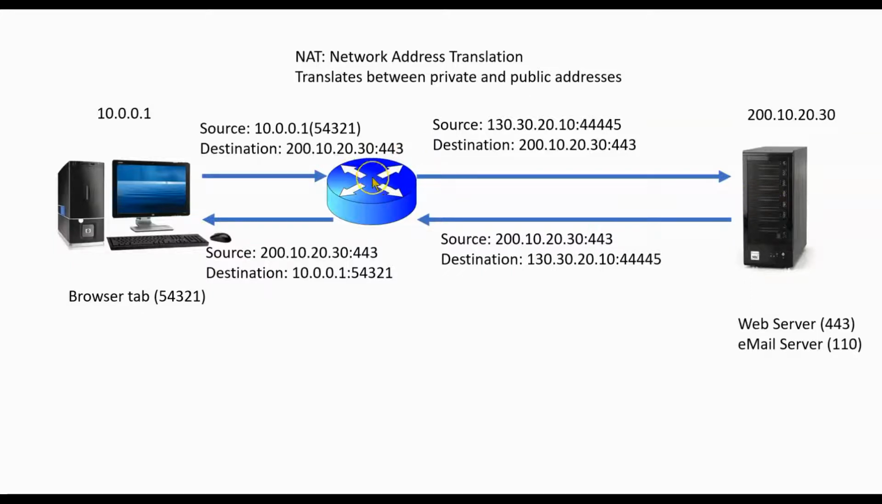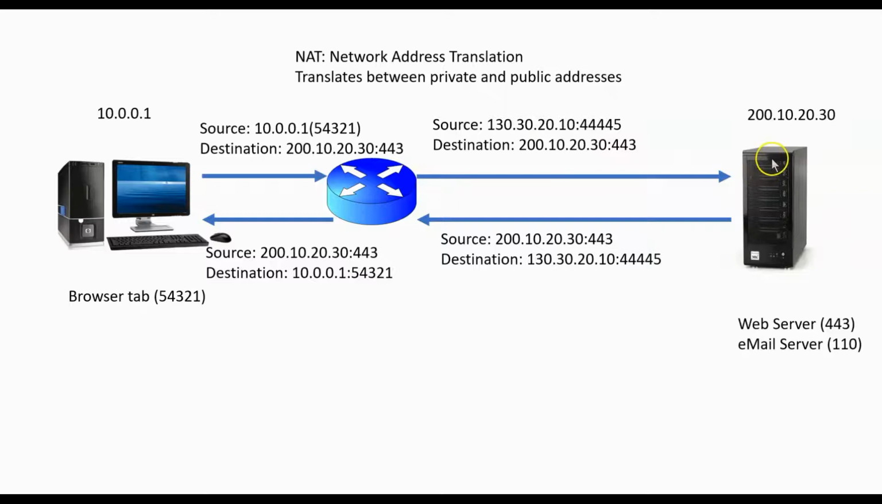All right, the router gets it. Now this router is our NAT device. This router is running the NAT service. And by the way, NAT is simply one of the protocols in the TCP/IP protocol suite. It's going to write down in its little memory here 10.0.0.1:54321 is equal to 130.30.20.10:44445. In other words, it gives it a new address. This is the ISP address, the public address, and it gives it a new port number. It sends all that out.